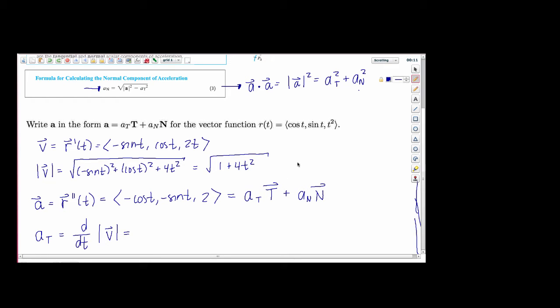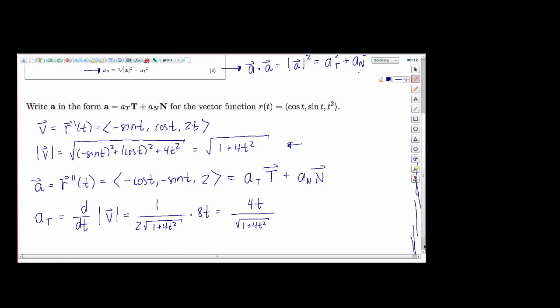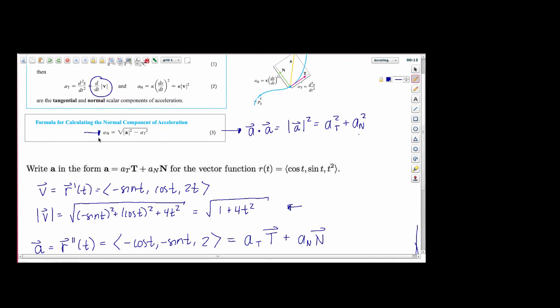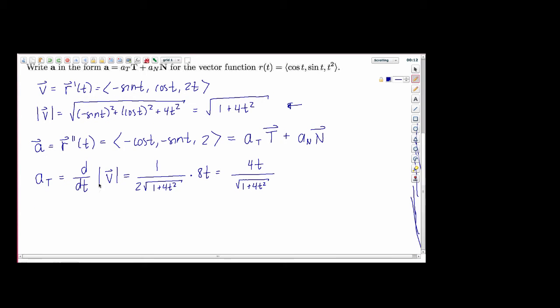so that's the derivative of our speed. We already found our expression for speed, so we just get 1 over 2 root 1 plus 4t squared. Chain rule says times the derivative of the inside, which is 8t. So simplifying, this gives us 4t over root 1 plus 4t squared. So that is our tangential component of acceleration. And now we can use our equation.